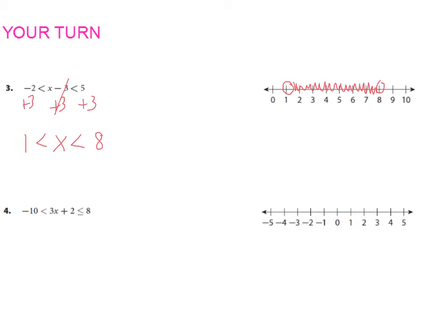Okay, look at number 4 here. You can see there's a little bit more going on. There's going to be more work involved in getting that x by itself. Just step by step, just like we've always done. It's just that now you have to do it on both sides of that inequality. Go ahead and pause the video and give this one a try.